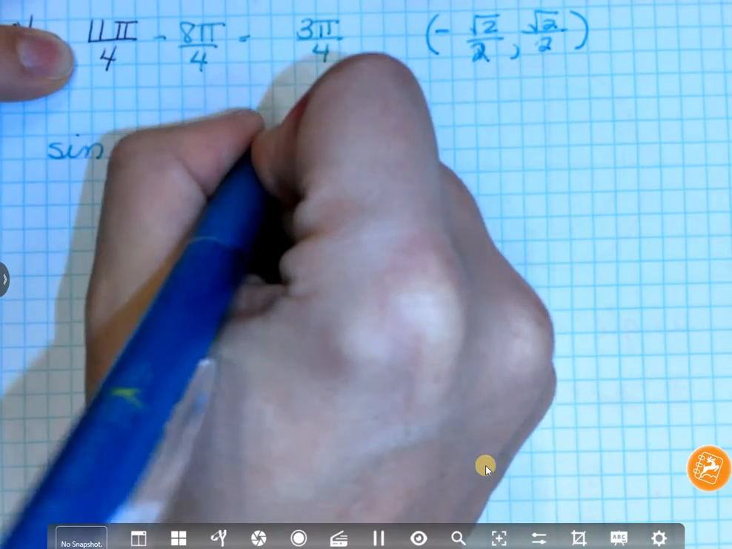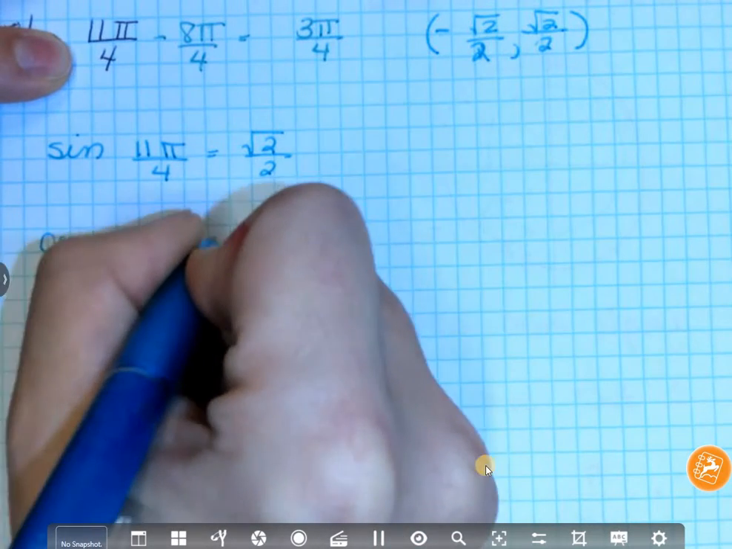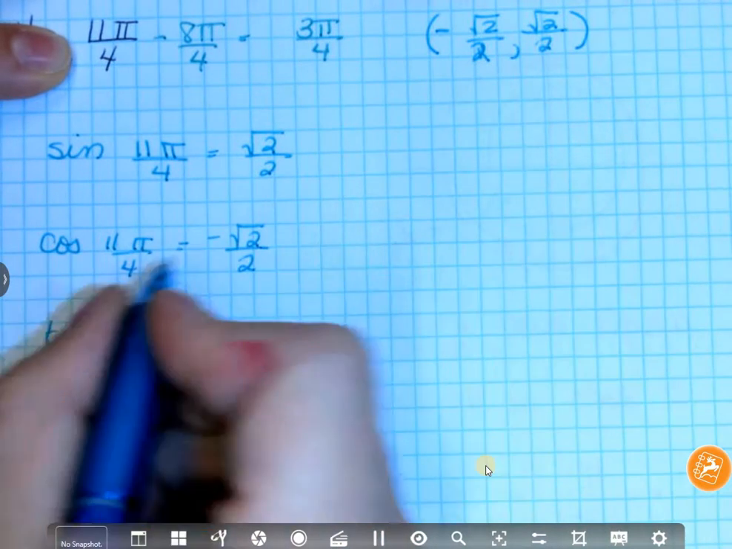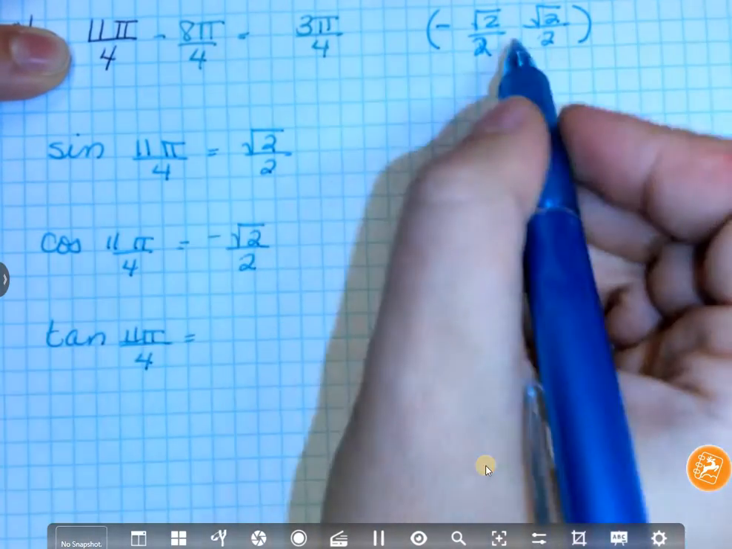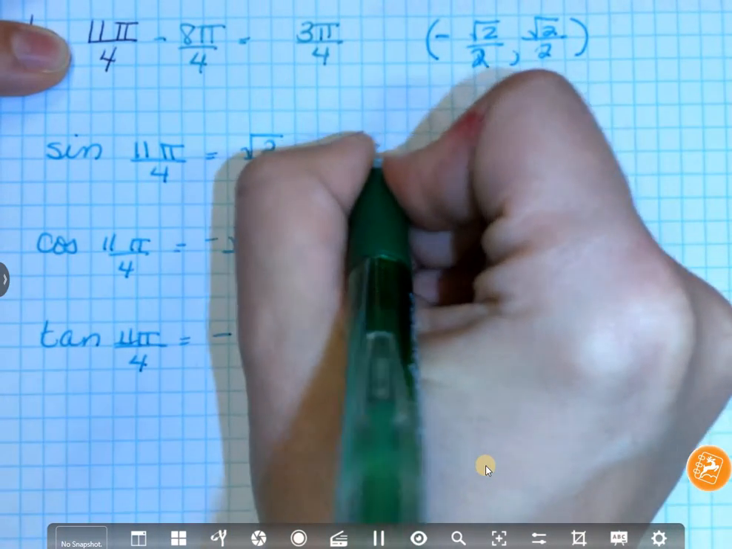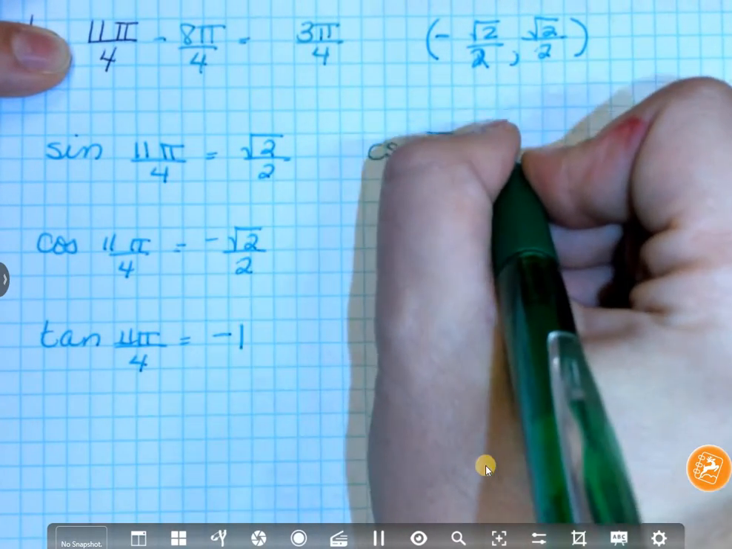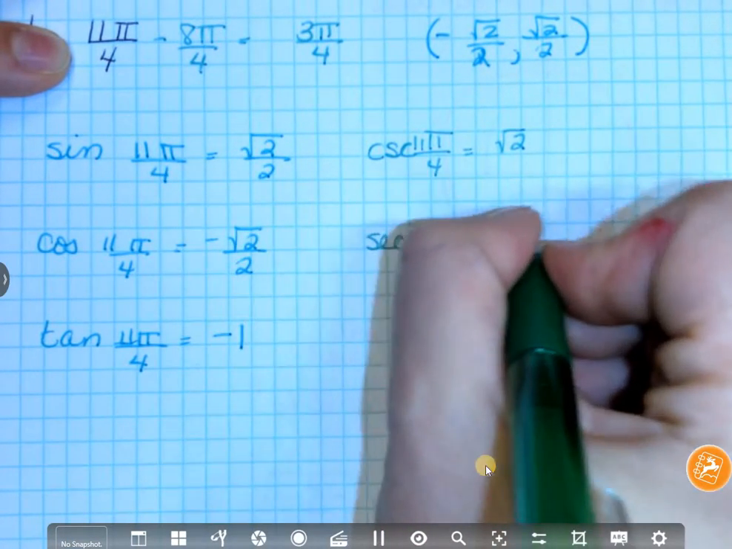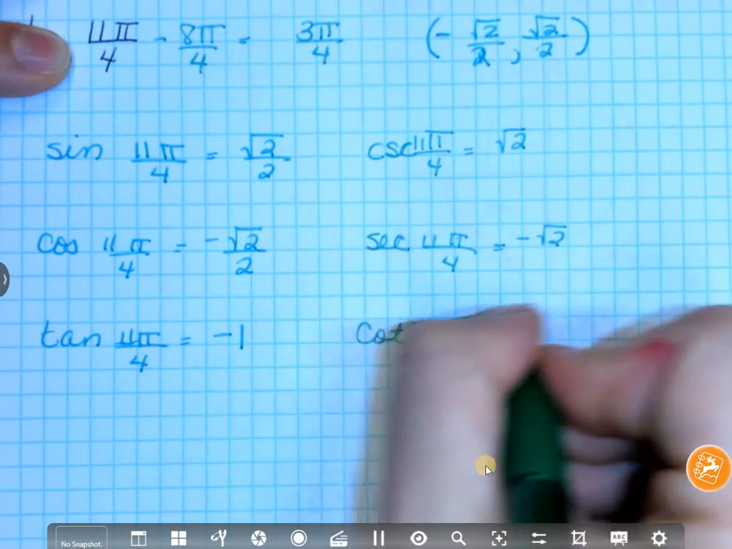Sine is y. Cosine is x. Tangent is y over x, so it's negative 1. I hate 11 pi's. They're so hard for me to write. Then your cosecant is reciprocal, so that's just root 2. Secant, reciprocal, negative root 2. Cotangent, reciprocal, negative 1.